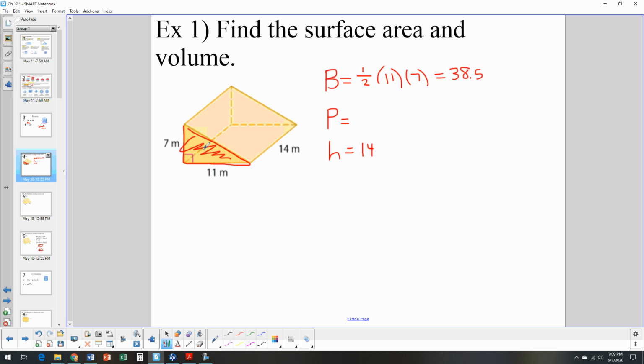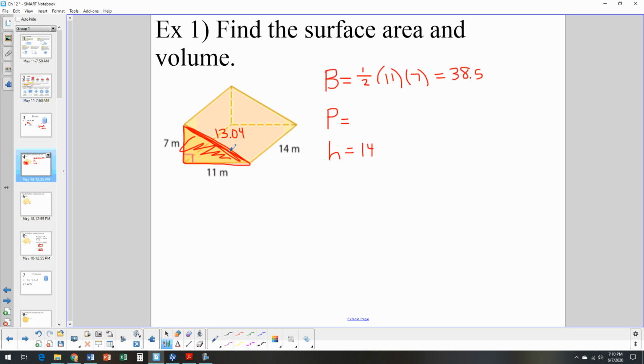For perimeter of the base, I need all 3 sides of this triangle, and they don't tell me this one right now. So I would do Pythagorean theorem because it's a right triangle. I'm going to spare you that work right now, but it would be 7 squared plus 11 squared equals c squared. And if I do that, I get 13.04. You're going to notice I'm going to kind of skip over some math today just because I want to get through the whole chapter without taking up too much of your time.